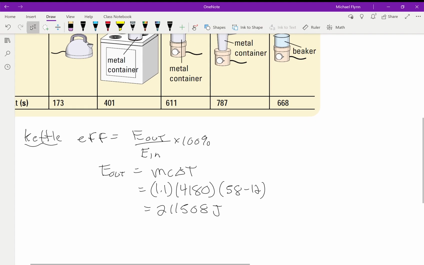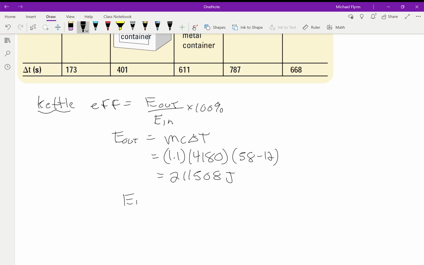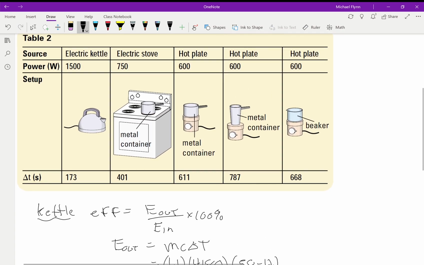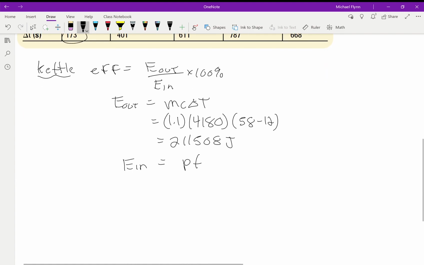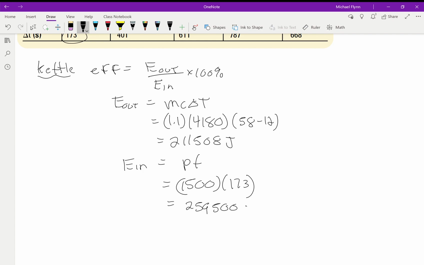Now the energy in for any electrical appliance is just power times time. The kettle's power is 1500 watts and the time is 173 seconds. So it's 1500 times 173, which is 259,500 joules. Now we have all the data we need.